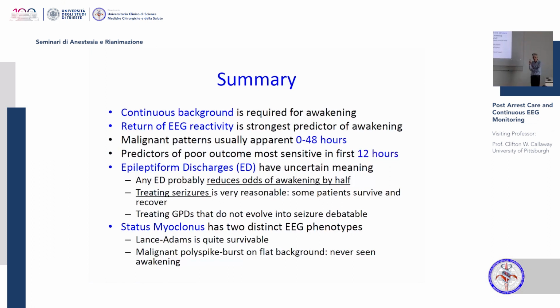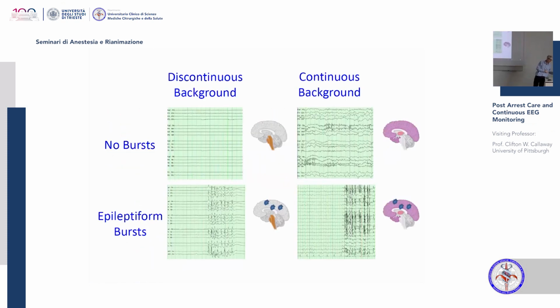Status myoclonus has at least two flavors. One is very malignant, and that's the more common, but some is quite survivable. And if you wanted to remember how to interpret EEG when your neurologist is sleeping and home and comfortable, you can talk about the background. Is it discontinuous or continuous? And you can talk about whether there are discharges, yes or no. It's better to be continuous with no epileptiform discharges. It's worse to be discontinuous with epileptiform discharges. So, you want to be in that top right corner, not in that bottom left corner.